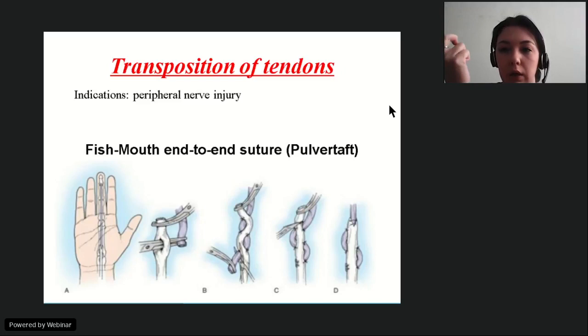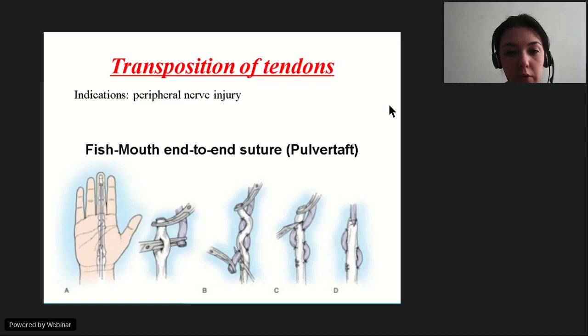What are we doing in this case? We take the tendons of this ring and little finger, flexor digitorum profundus muscle, and we stitch it to the tendons of the flexor digitorum superficialis muscle that is supplied by median nerve. And then these tendons of flexor digitorum profundus contract together with flexor digitorum superficialis. So this is transposition of tendons.